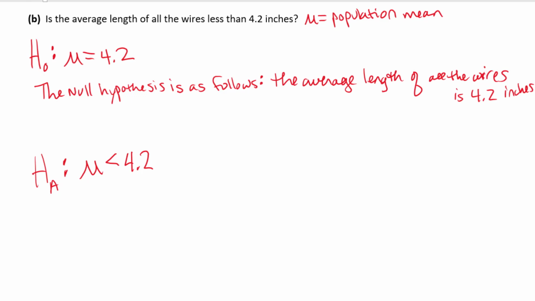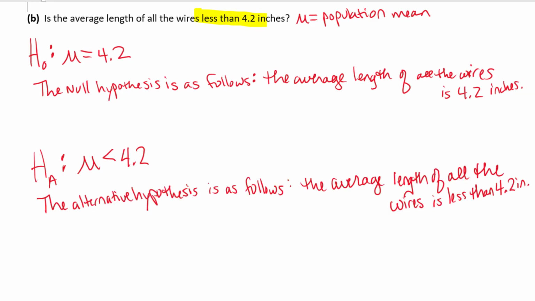How did I say less than? Why do I know that? Because of the research question. The research question is phrased as less than. And here's how we say it in context. The alternative hypothesis is as follows. The average length of all the wires is less than 4.2 inches.